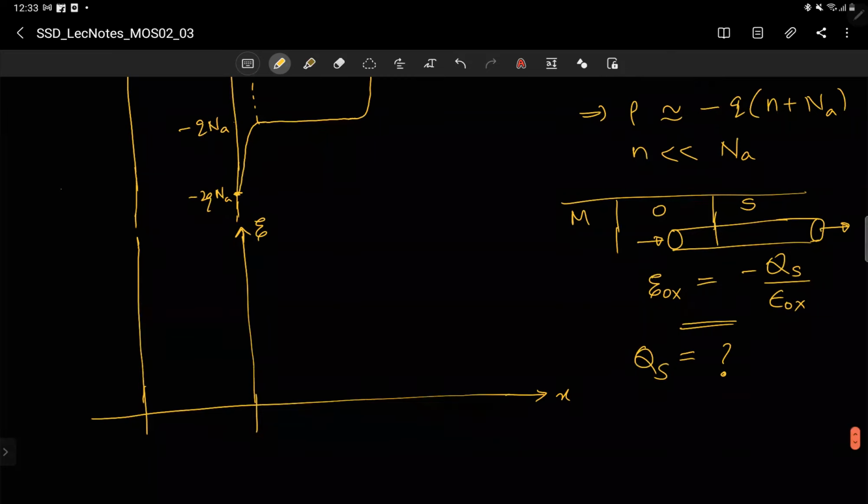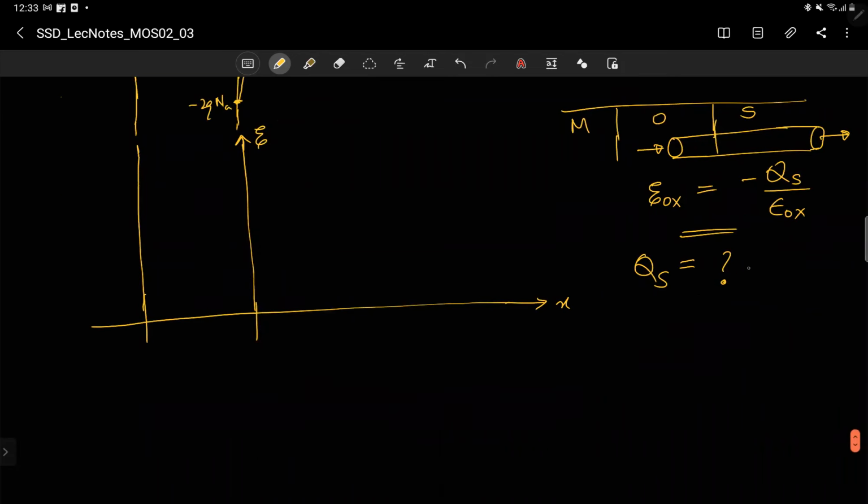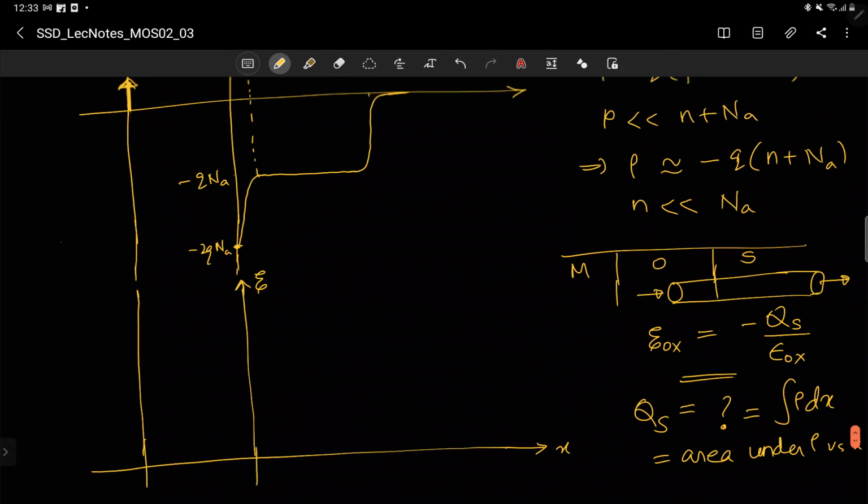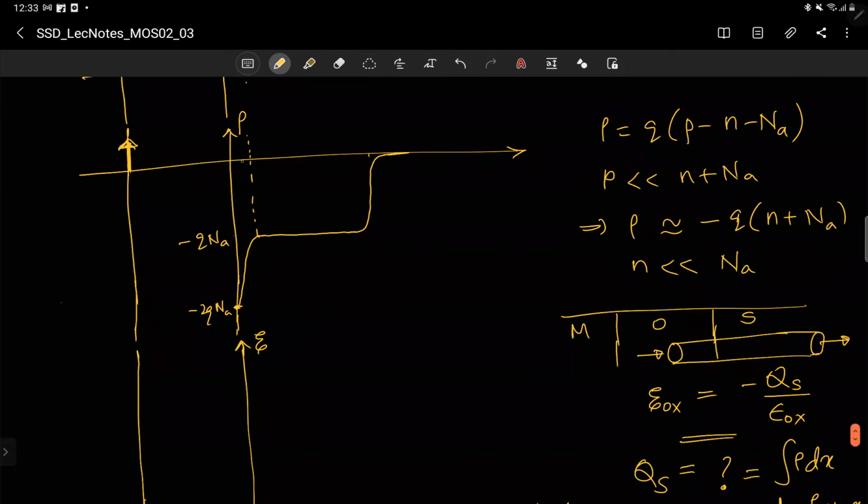What is Qs? Qs is the charge inside the semiconductor. That is nothing but the integration of rho times dx. Integration of rho times dx gives you charge. So that is the area under rho versus x. Now here is where we make an approximation. This is the total area, and this total area is what we want.